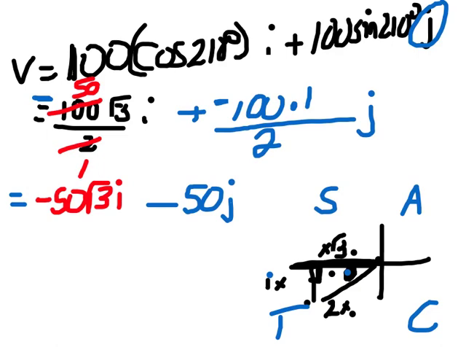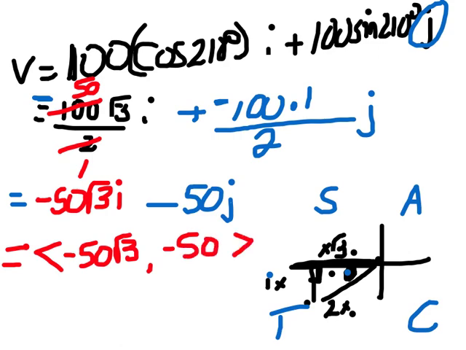You remember, you can also write it this way, which is equivalent. That's the component form. Here is just the regular vector form: negative 50 square root of 3 comma negative 50. So that would be the vector that represents that word problem.